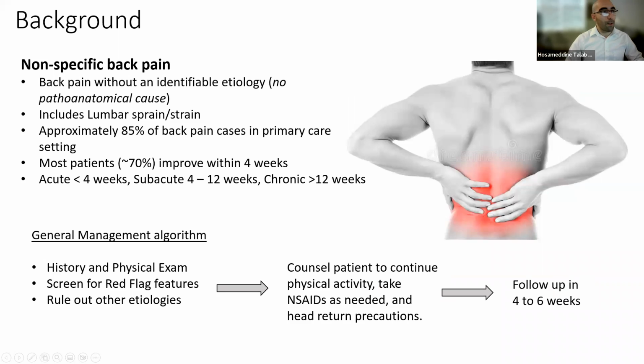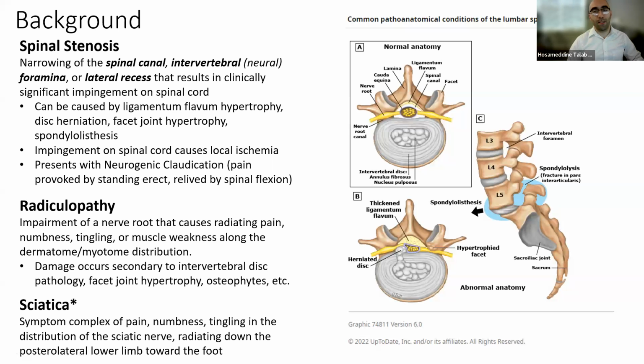So going back, and then lastly, I want to say something about sciatica. This is also a term I hear a lot, especially in the clinic. The term itself refers to a symptom complex of pain, numbness, and tingling in the distribution of the sciatic nerve that radiates down the posterolateral limb and toward the foot. However, sciatica is relatively nonspecific, and its general use has been discouraged by different expert panels because it's vague and doesn't lend much to the actual diagnosis or management of the symptom.